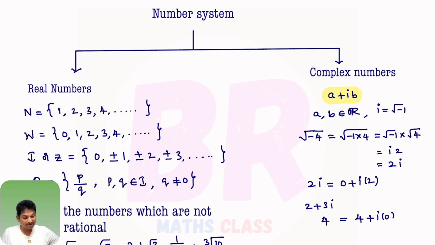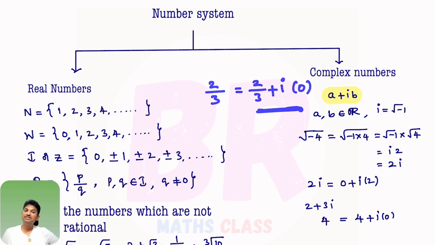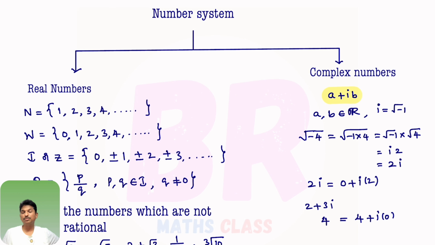Suppose this number is there. This number is a complex number, and it is not a real number. This other number is a complex number, and it is a real number also. Here one point is very clear: every real number is a complex number. Suppose you take 2 by 3. 2 by 3 is a real number. Is it a complex number? Yes. This can be written as 2 by 3 plus i into 0. So all real numbers are complex numbers. Are all complex numbers real? No. Suppose 2 plus 3i is there. This is a complex number, but this is not real, right?